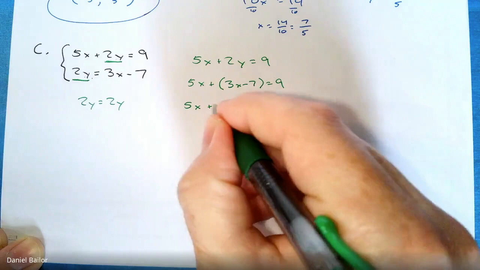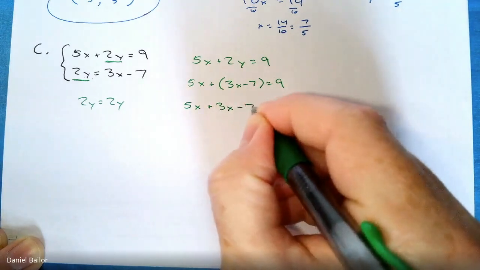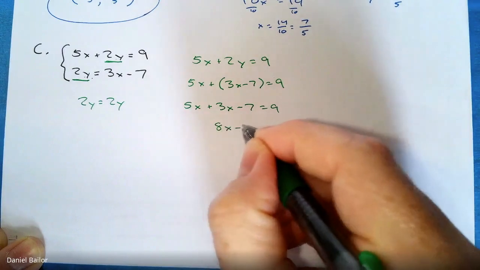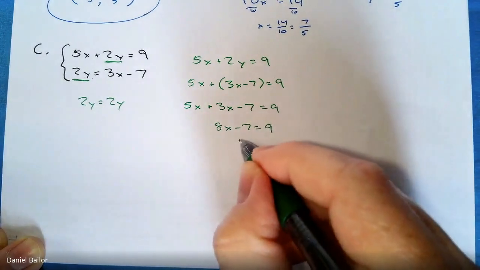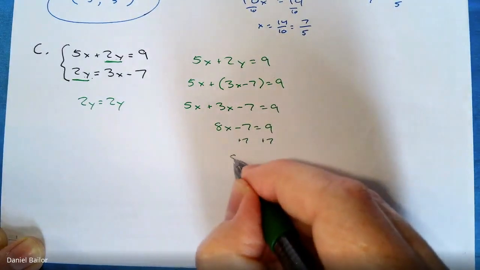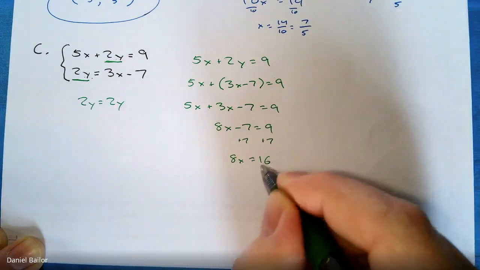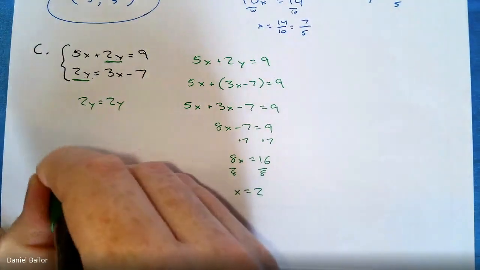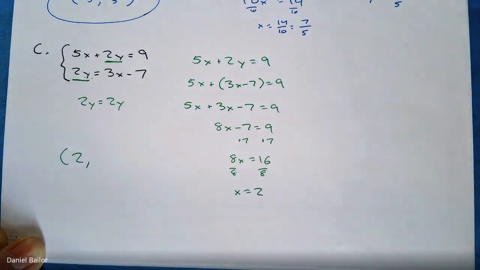So this is 5x plus 3x minus 7 equals 9. So combine the x's, I get 8x minus 7 equals 9. Add 7 to both sides, I get 8x equals 16. Divide by 8, I get x equals 2. First part of my coordinates are done.